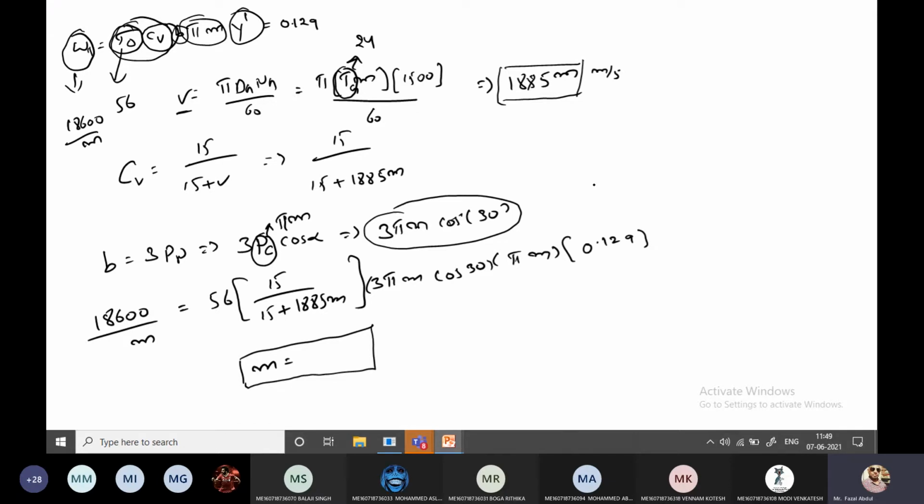Module value how much? After getting the module value, we have to select the standard module value. The standard module values as per Indian standard are 1, 1.25, 2, 2.5, 3, 4, 5, 6, 8, 10, 12, 15, 20, 22, 30, 40. This series you have to remember.